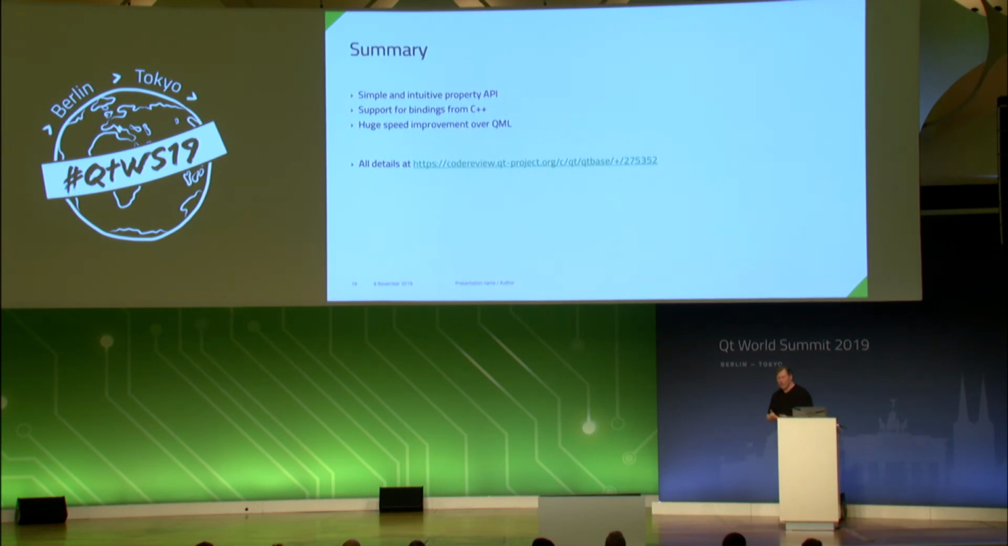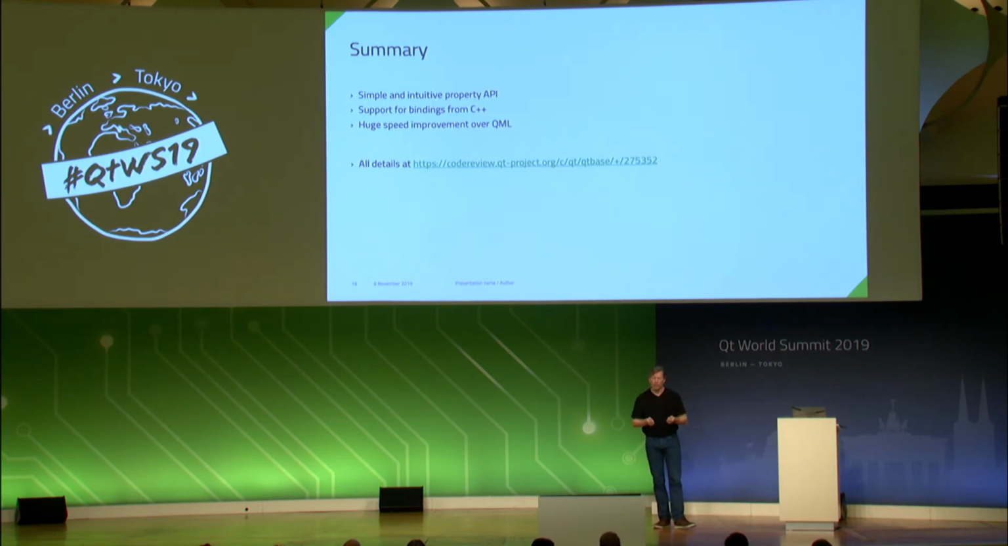So to sum that up, we'll have a very nice and intuitive property API. We'll have support for bindings from C++ in Qt 6, and I think that will change radically what you can do with Qt, because I've seen that in QML. The success of QML was very much because of the support of those bindings, the concept of bindings. That changed how people could do programming. And I believe that we can do the same thing on the C++ side.